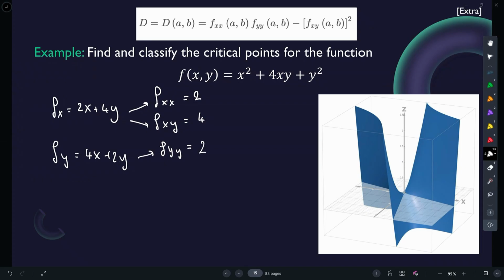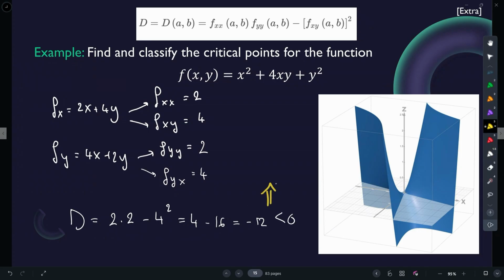With respect to y is a 2. And for the mixed derivative, you can check again Clairaut's theorem: with respect to x, I get a 4. I get the same value for both mixed derivatives. Okay? So then D, by the formula at the top, will be 2 times 2 minus 4 squared. So that's 4 minus 16, which is minus 12. That is negative, and that tells me that it is a saddle point.